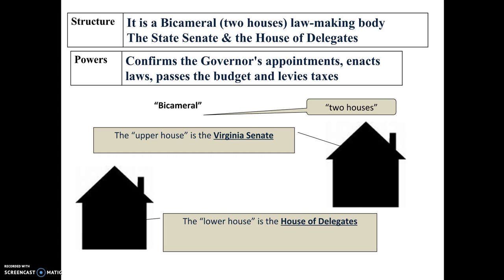What the General Assembly does for Virginia is basically perform the same kind of functions that Congress does for the United States. So they provide a check and balance with the governor of the state's executive by confirming the appointments. They design and pass laws. They create our budget. They levy our taxes in Virginia.